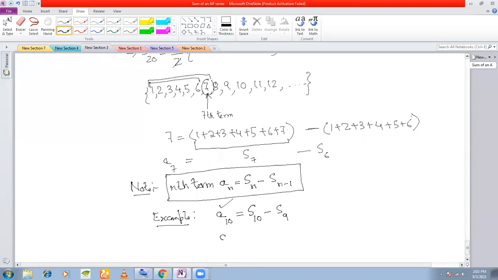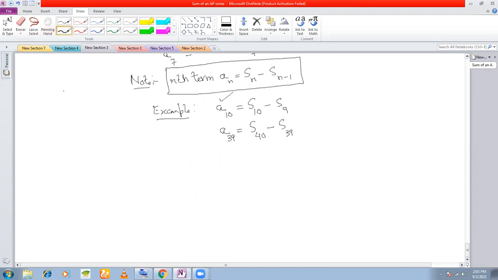If you want to find out, say, the 39th term, then you take the sum of the first 40 terms and the sum of the first 39 terms. You will get the 39th term. Okay. So once we know this, let us do a problem from here. This is a very important relation actually.